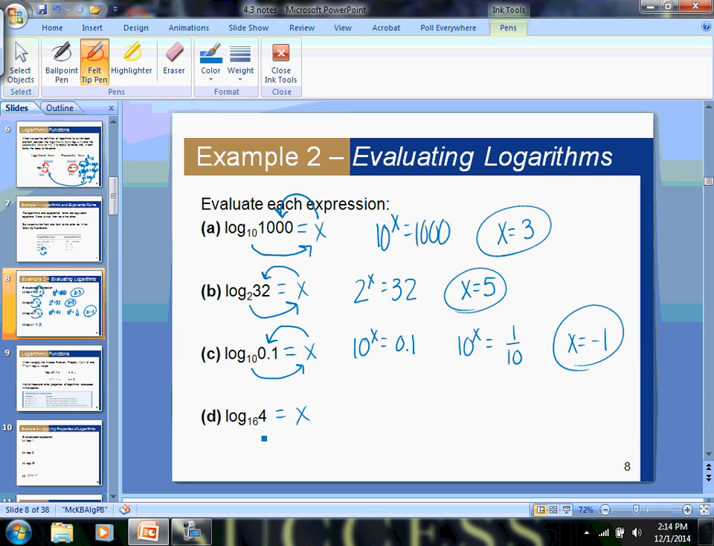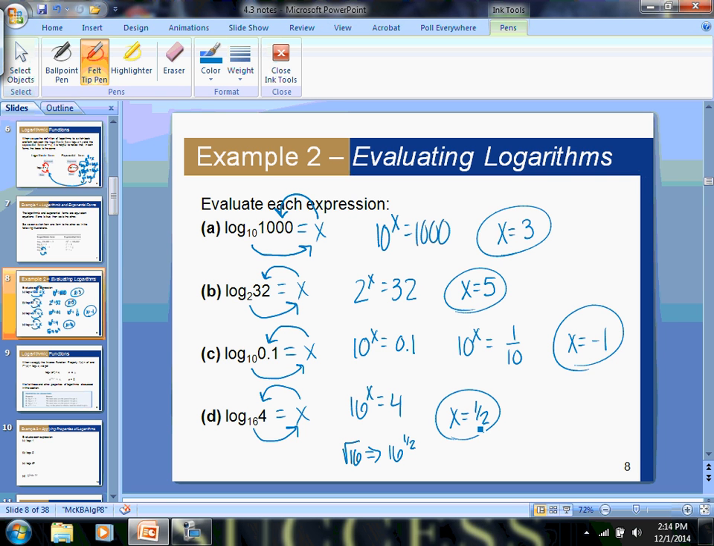And then for part D, I will have 16 to the x equals 4. Now this one's a little bit more challenging. This one makes you think. There's a relationship between 16 and 4. If you take 4 and you square it, you get 16. Or if you take the square root of 16, you get 4. So the square root of 16 is 4, but we could also write that as 16 to the 1/2 power. So that tells me that x has to be 1/2.